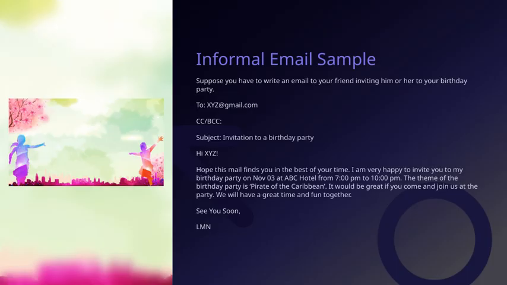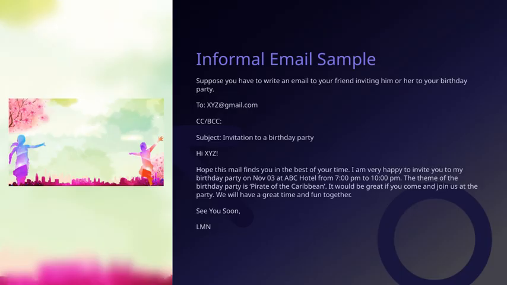You include the location, ABC Hotel, and specify the time from 7:00 p.m. to 10:00 p.m. An important detail is the theme of the party, Pirate of the Caribbean. Mentioning the theme adds excitement and helps your friend imagine the event. You also politely suggest that it would be wonderful if your friend joins you, emphasizing the fun you'll have together.